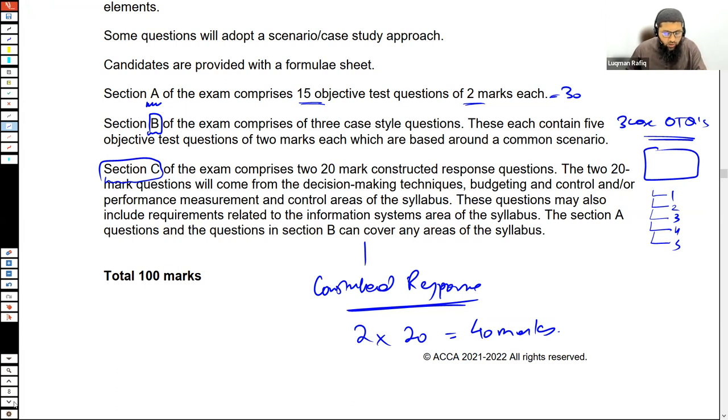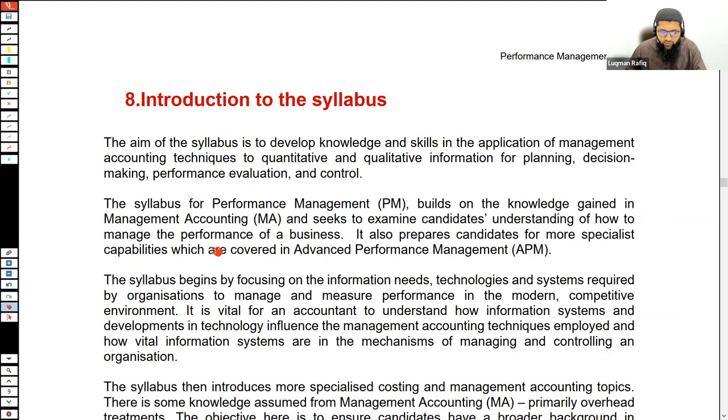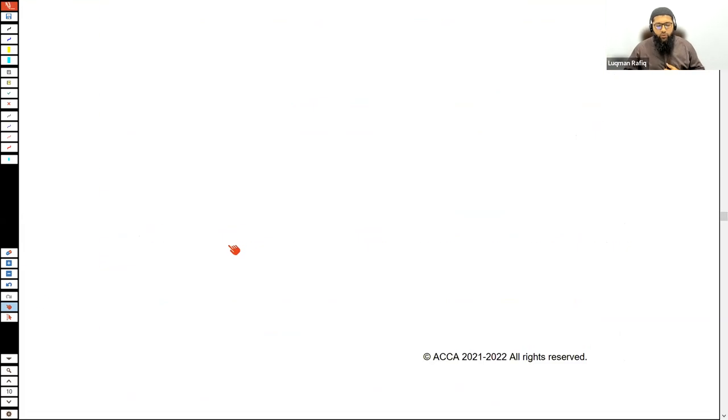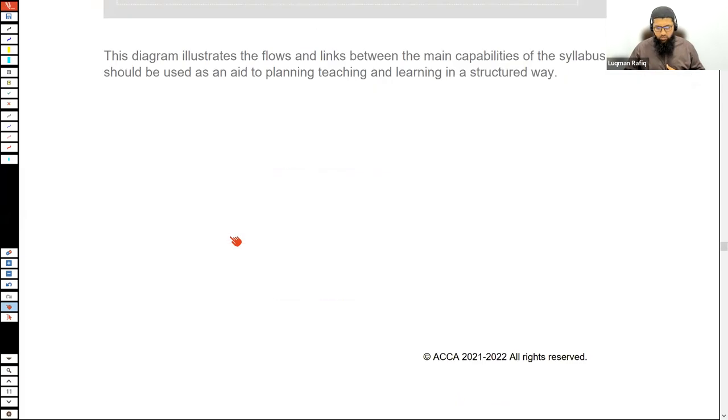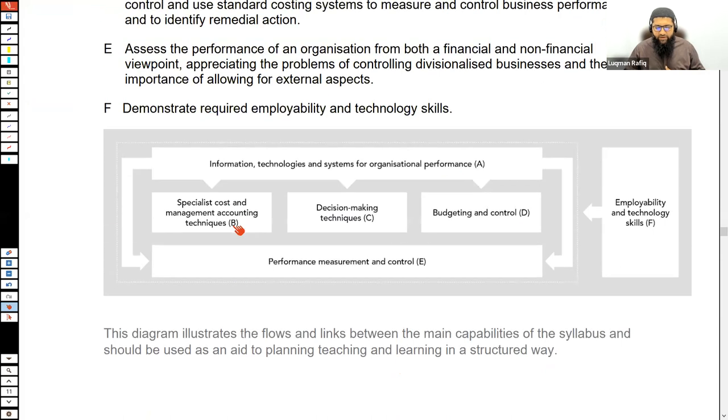And with respect to the syllabus areas, let me give you a bit of guidance. When you look at the different syllabus areas, there's IT, organizational performance systems, and specialized management accounting techniques. Generally speaking, you can have different types of questions in Section A, Section B, and Section C from these areas.